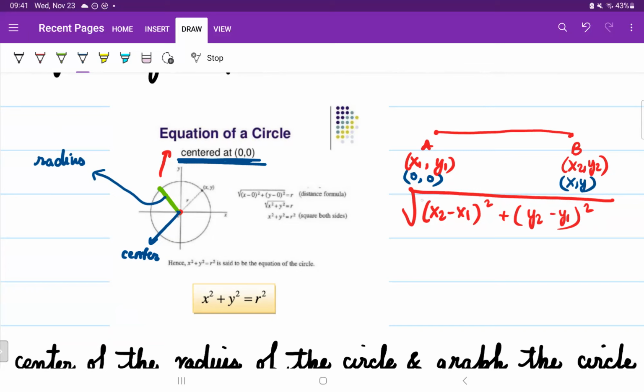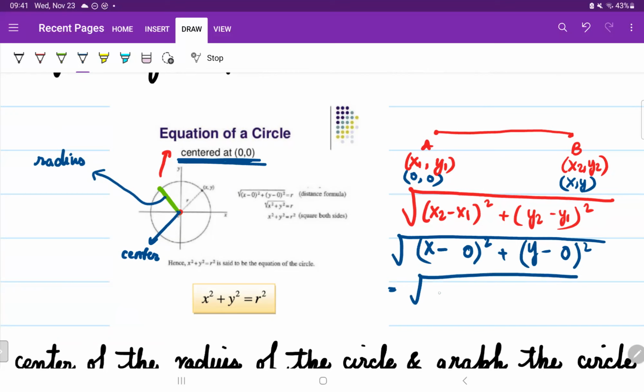So now, instead of x1, we just put a 0. Instead of y1, we have a 0. Instead of x2, we have an x. And instead of y2, we have a y. Then we square them and take the square root of them. So this is the square root of x squared plus y squared.